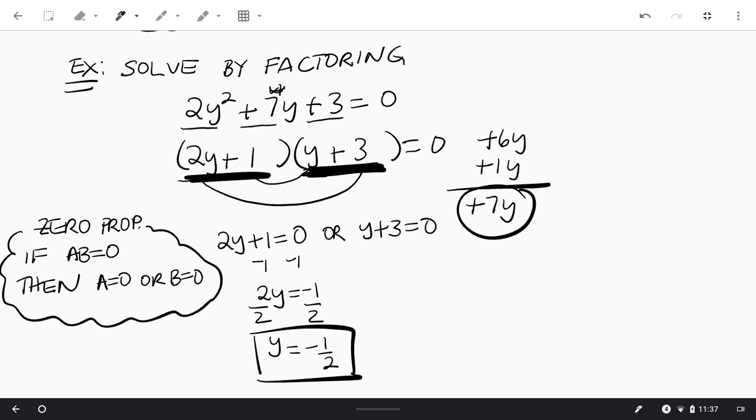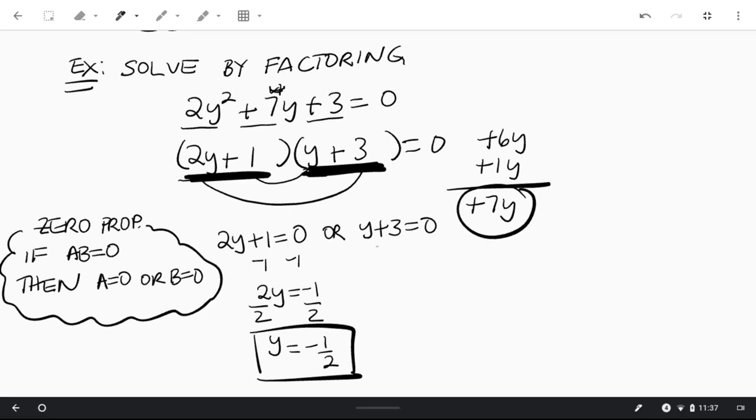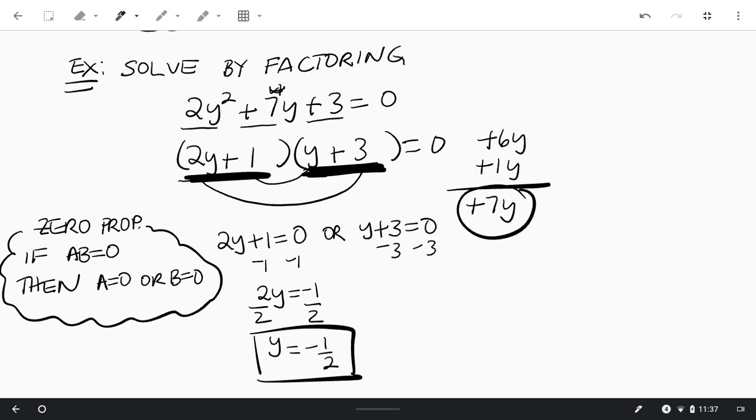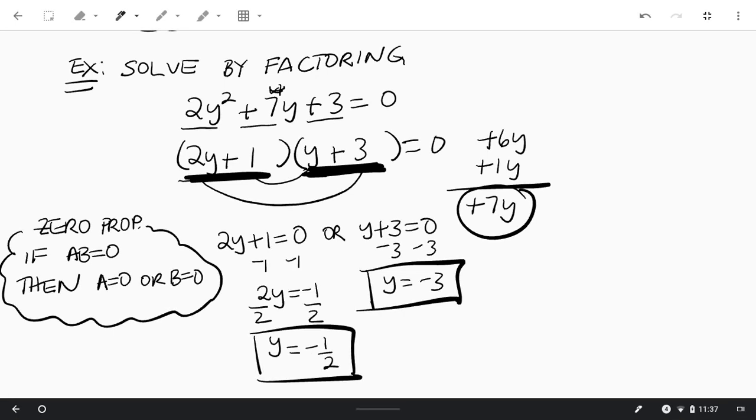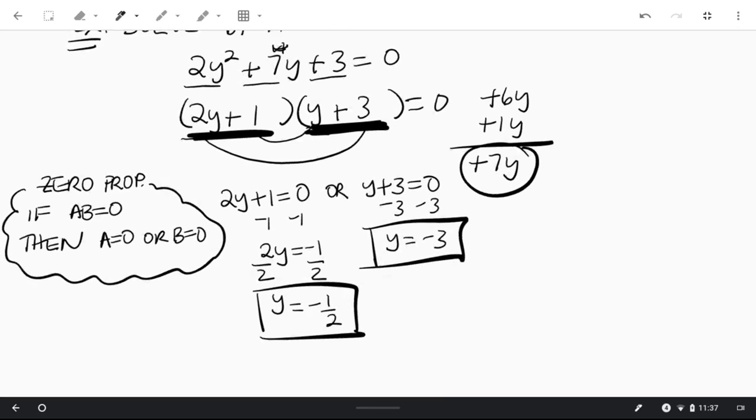Then solve the other one. Over here, let's subtract 3 from both sides. So y equals negative 3. That's your second answer. So that's how you solve by factoring. You first factor, and then you set your factors equal to 0 and solve each one.